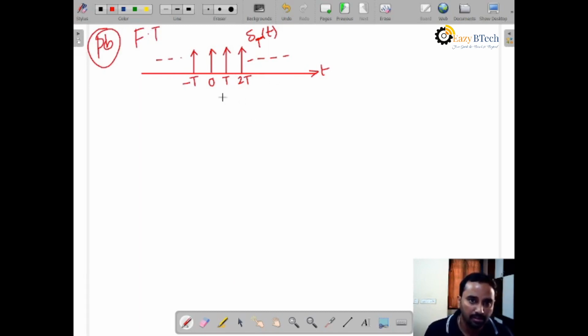So how to do it? First we have to calculate the Fourier series, then we can apply the Fourier transform. Fourier series means we need to calculate the Fourier series coefficients. Let's take the signal from minus T by 2 to plus T by 2. The time period is T, so the angular frequency omega naught is equal to 2 pi by T. I'm going to do the exponential Fourier series for the given signal.